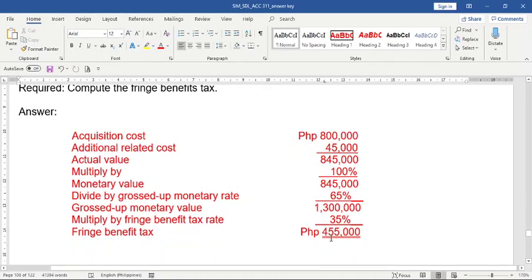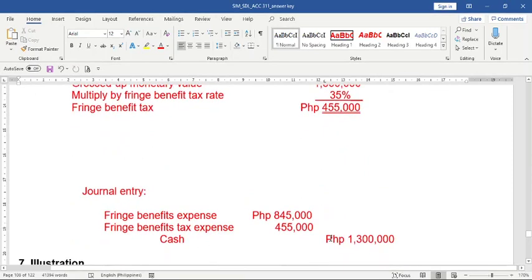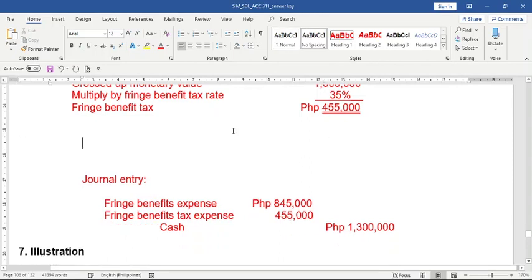So, your fringe benefit tax is 455,000. So our entry here: we have fringe benefit expense, which is given to the employee, the manager, 845,000. Of course, we also pay the BIR. Fringe benefit tax expense, 455,000 from our computation.